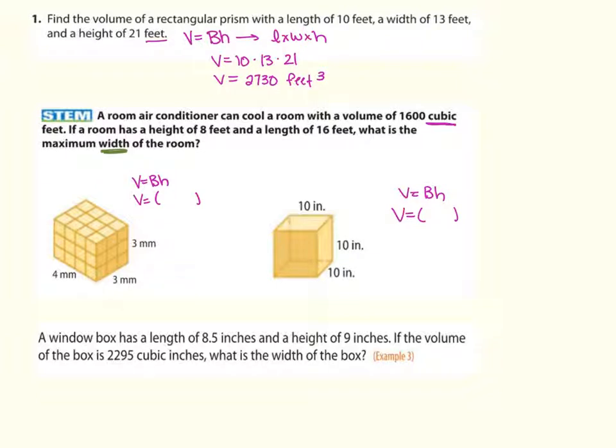So this time when we write out the formula, we are given the volume. So I'm going to put 1,600 in the V place. Then it tells us that the height is 8 and the length is 16. So we have to find W. So what we're going to do is simplify as far as we can with the 16 and the 8 on the right hand side.